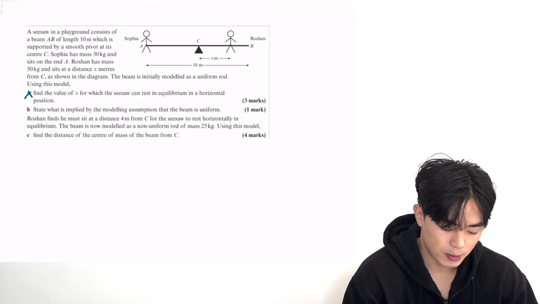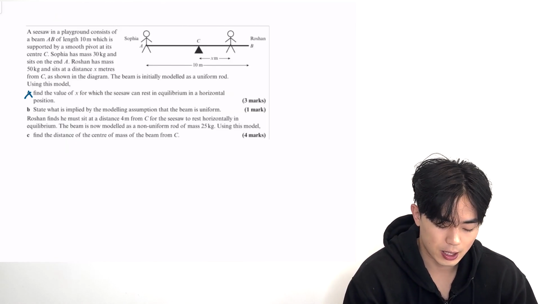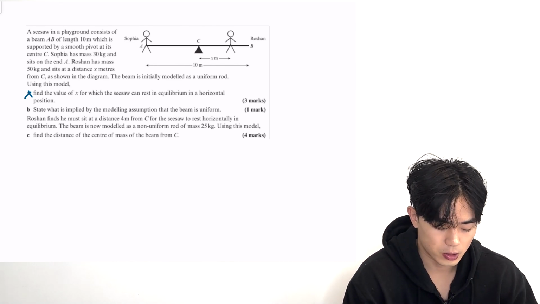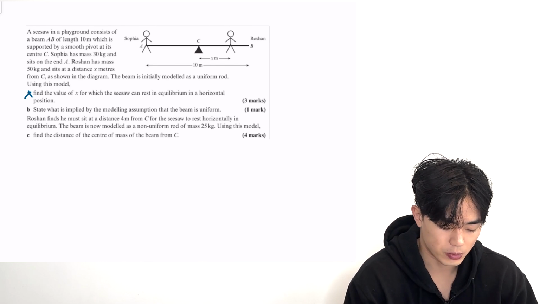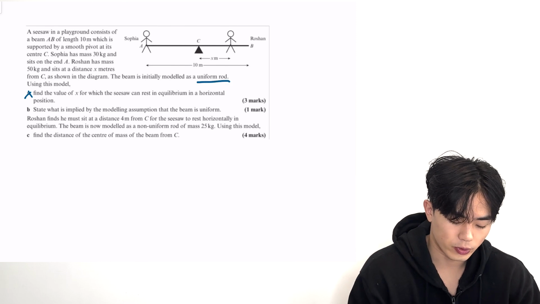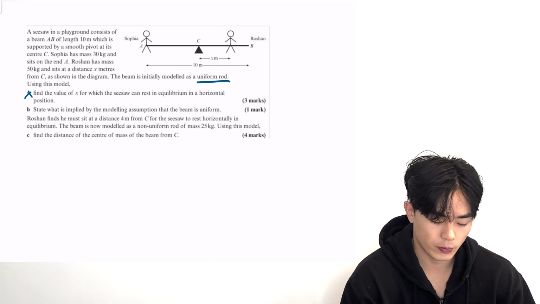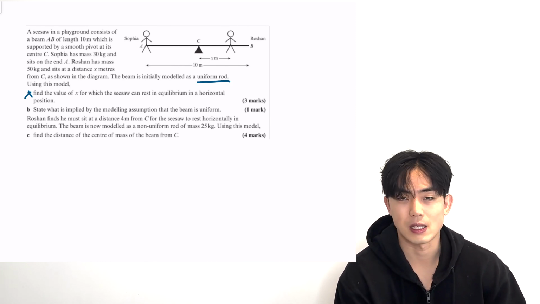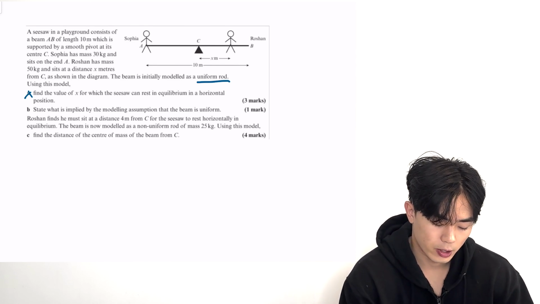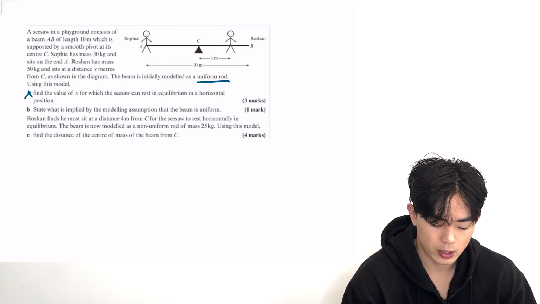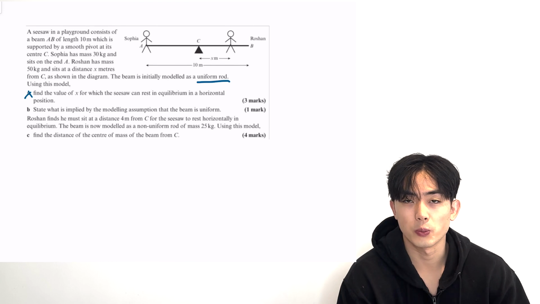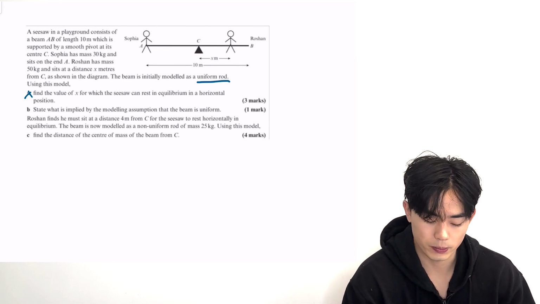So we have a seesaw in a playground consists of a beam AB, length 10 meters, supported by a smooth pivot at the center C. Sophia has a mass of 30 kilograms, Roshan has a mass of 50 kilograms, and sits at a distance of X meters. The beam is initially modeled as a uniform rod, meaning the center of mass is in the middle, right? So we're going to skip part A for now because that's to do with center of mass. For B, state what is implied by the modeling assumption that the beam is uniform. Well, if it's uniform, we know that the center of mass is in the middle of the beam.